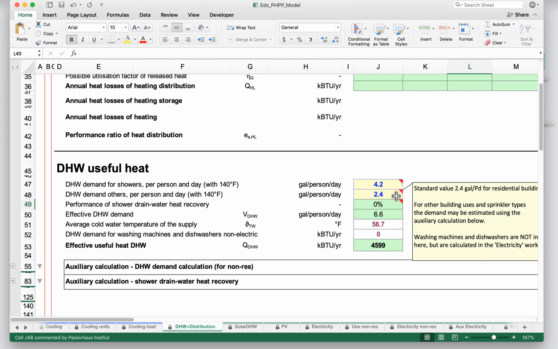Now, of course, notice it is yellow, so you can change that number. I could go in and put whatever number I wanted. Now, where I would learn that number, I couldn't possibly tell you. But if I had an instinct or a strong feeling about what that number should be, I can always input that number here. But for certification, we are asked to keep it at 4.2 gallons per person per day. Now we could talk about that at a later date, but that is how the PHPP is built.